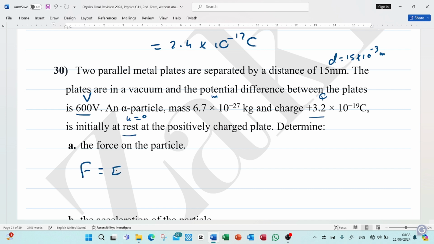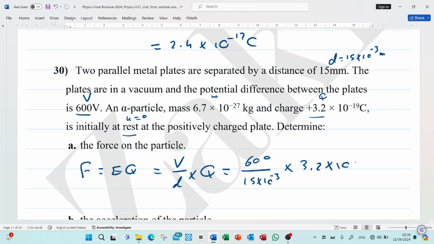F equals EQ. E is the electric field, V over D, multiplied by Q. V is given as 600, D is 15 times 10 to the power negative 3. Q is the charge on the alpha particle, 3.2 times 10 to the power negative 19. So the answer will be 1.28 times 10 to the power negative 14 Newton.